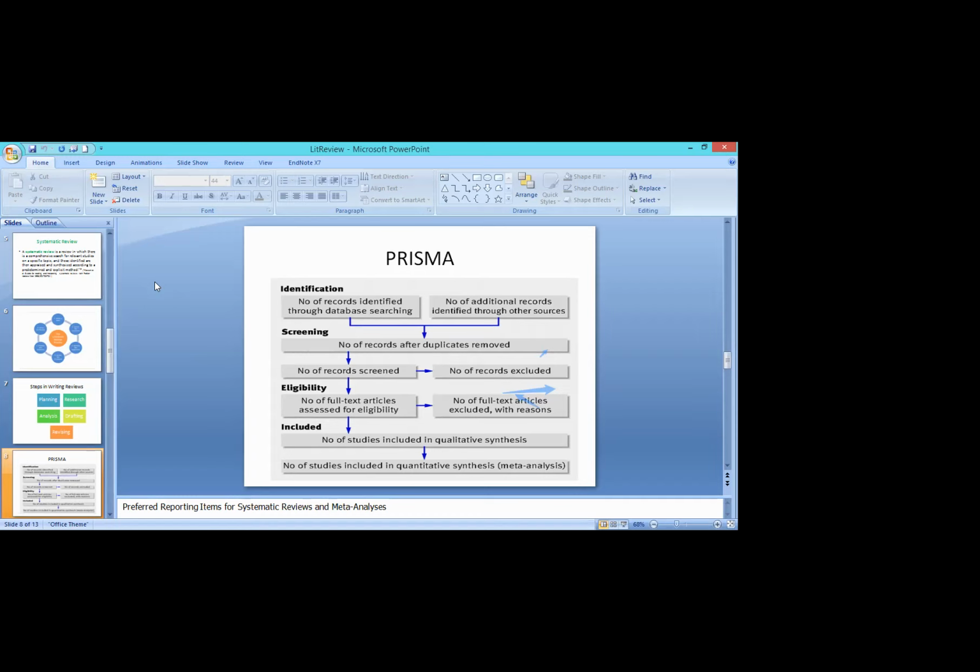Similarly, in ResearchGate, even the author can upload their own article. So one article may be duplicated in certain databases. So the second important step is to screen it out or to remove the duplications. So the important point in screening is to remove the duplications. And the number of records that are screened and the number of records that are excluded both have to be documented, right? Eligibility: number of full text articles assessed for eligibility, number of full text articles excluded with reasons.